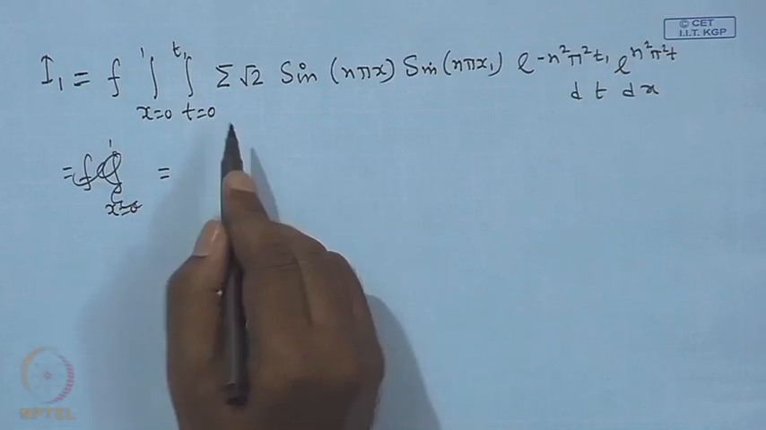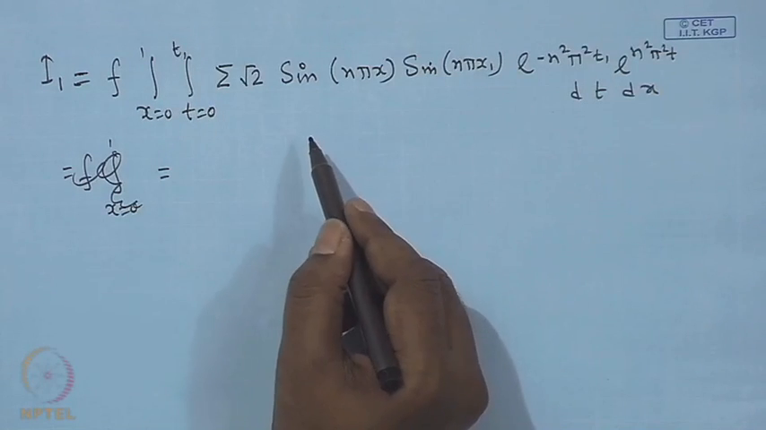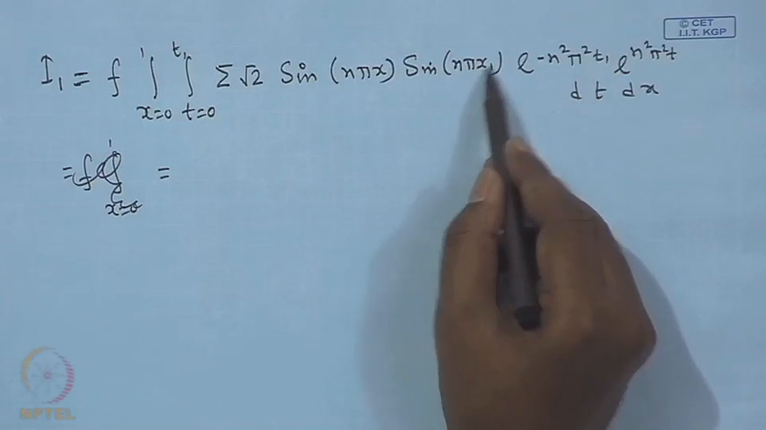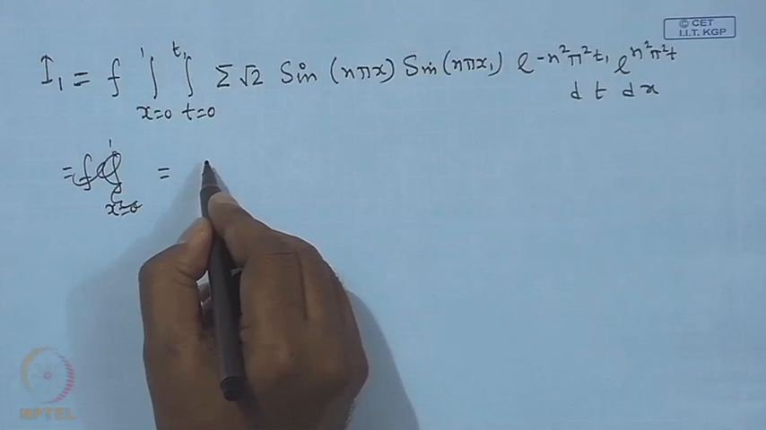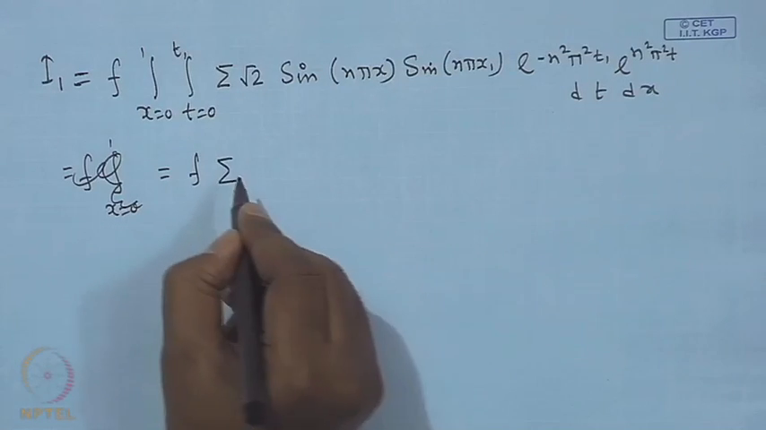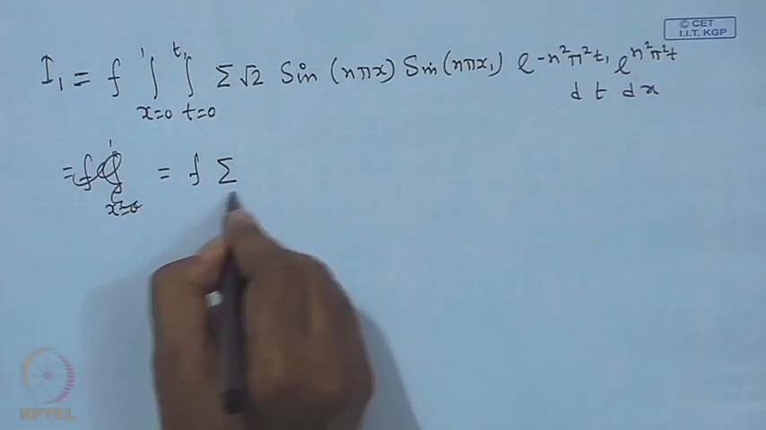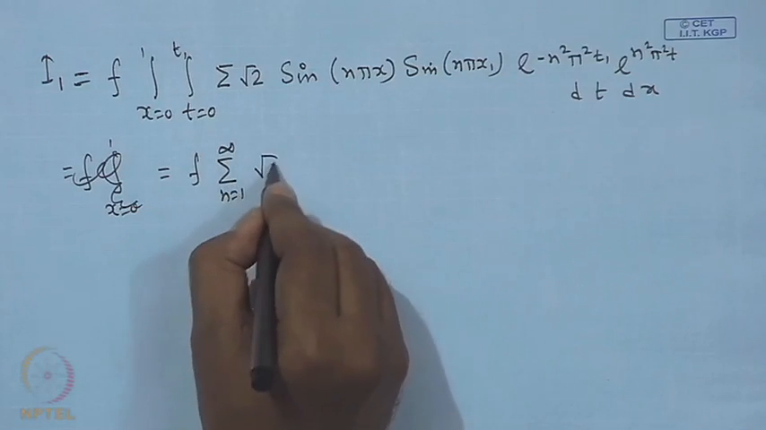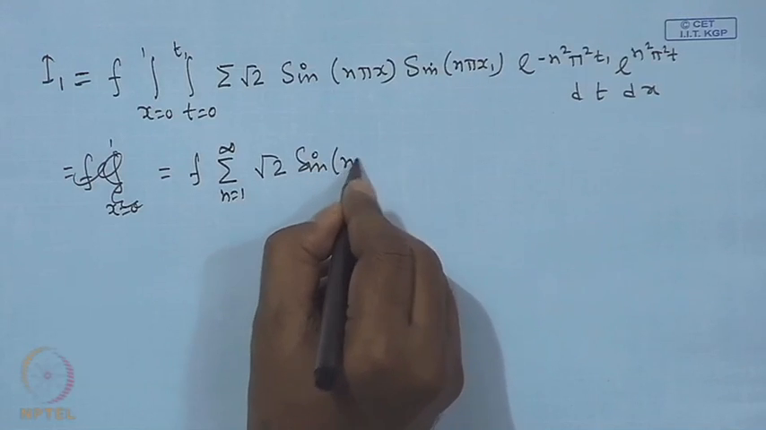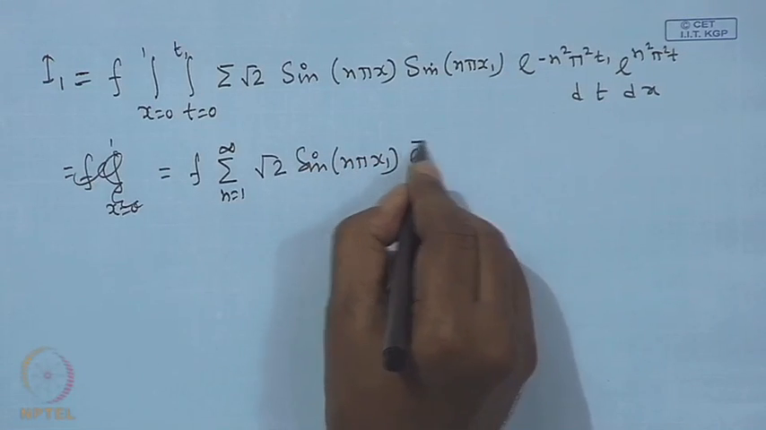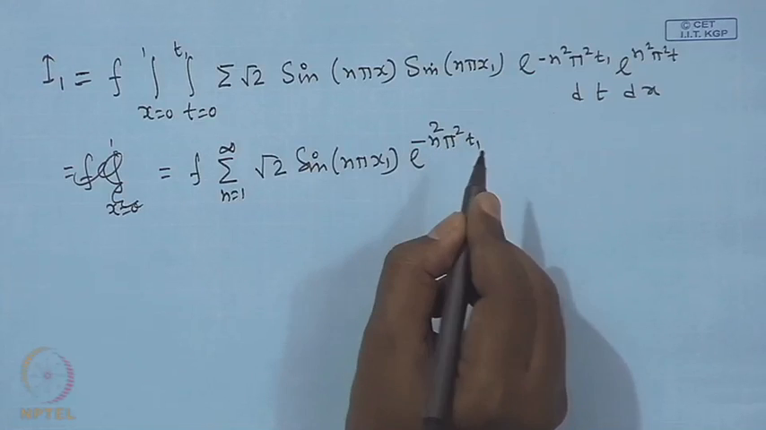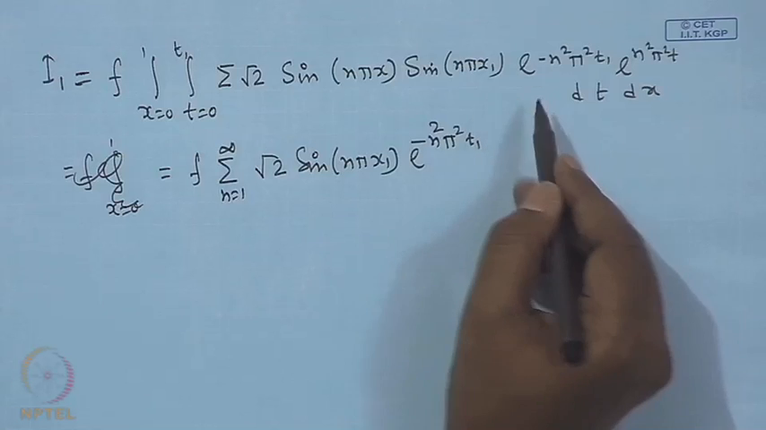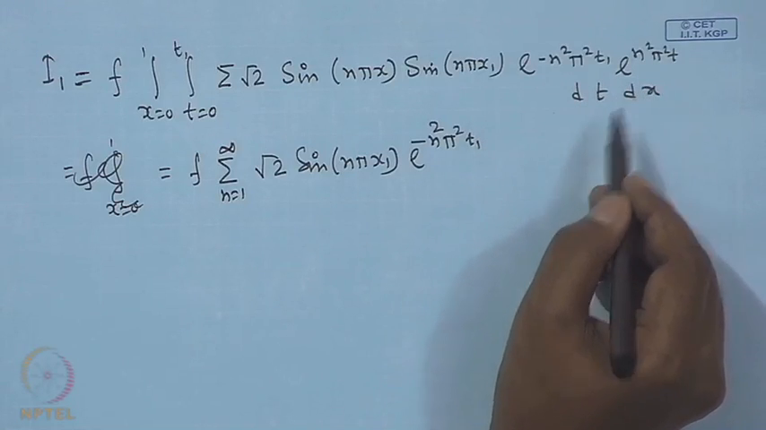Since this is a product term, we can do the integration over the t varying part. Whenever we will be doing the integration of t and x, the terms containing x1 and t1 will be treated as constant. So, I am just writing directly, probably omitting one step in between. n equal to 1 to infinity root over 2 sin n pi x1 e to the power minus n square pi square t1, and then the integration of sin n pi x dx, integration of e to the power n square pi square t dt.